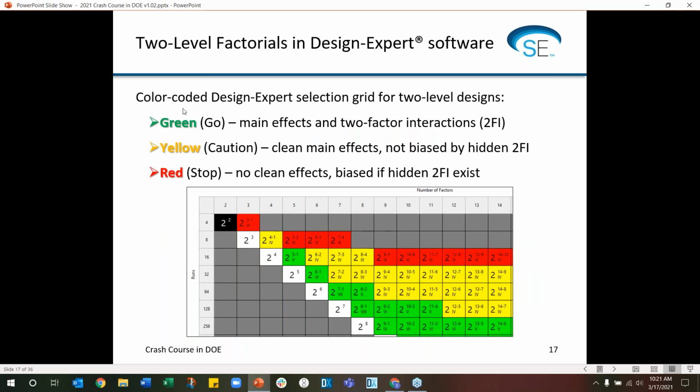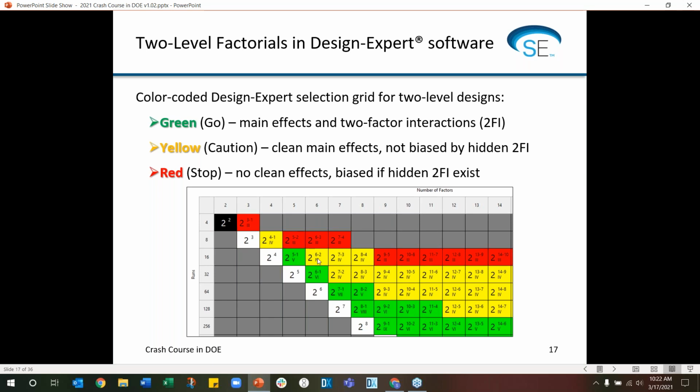In Design Expert, when you open up the software, you're going to see a grid, and it's a color-coded grid, and the color coding has specific meanings. All of the white squares are the full factorial designs. So you can see we have 3 factors in 8 runs, or 4 factors in 16 runs. And then the green designs, green means go, it's the best, are going to give you the main effects and your 2-factor interactions. So basically all the information that you really need is included in the green designs. So those are the ones I recommend first.